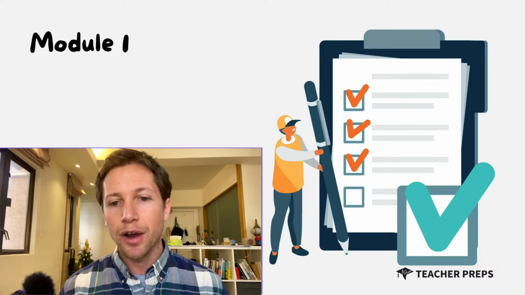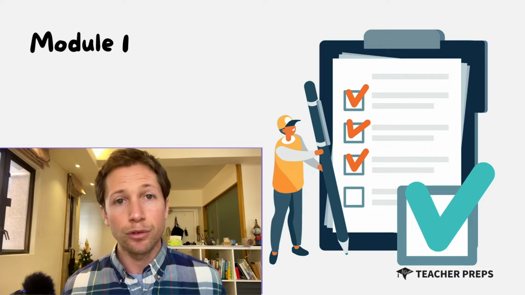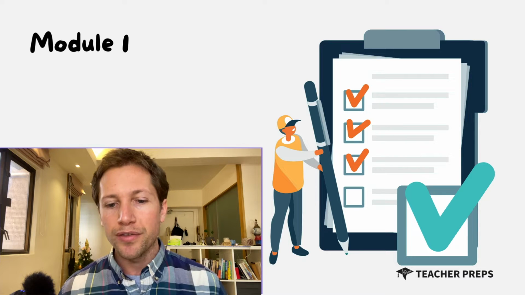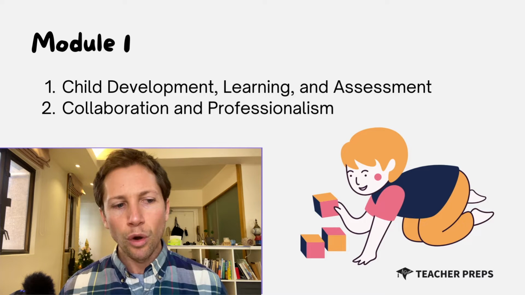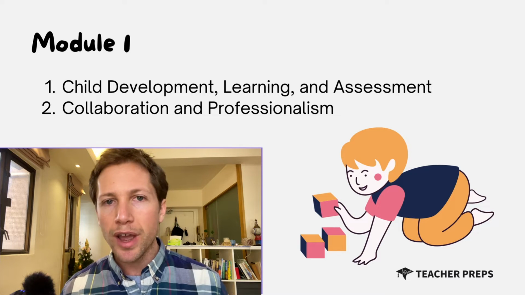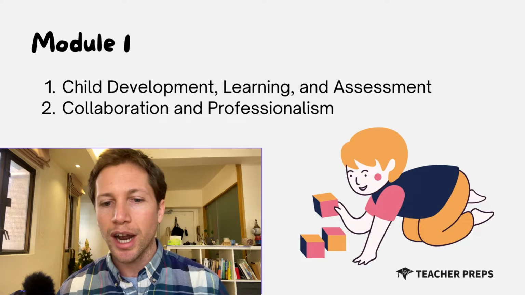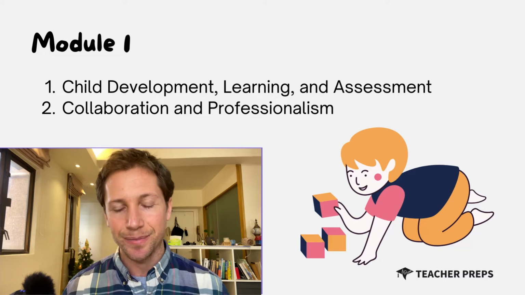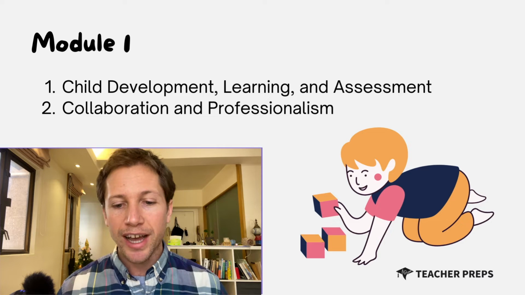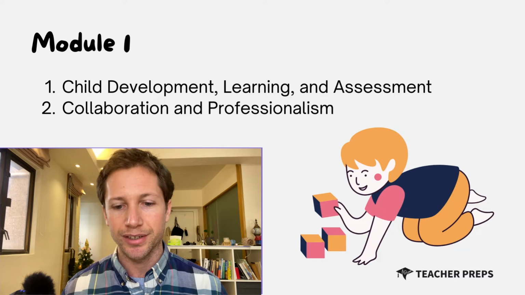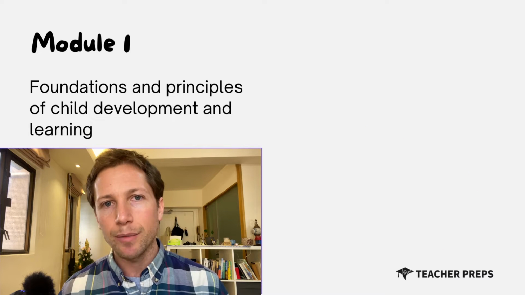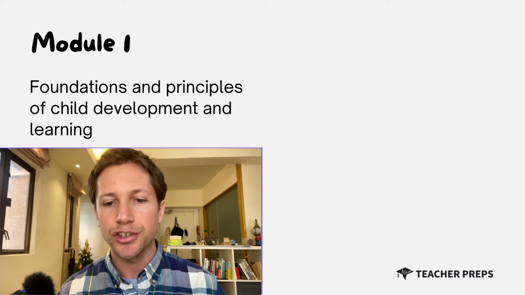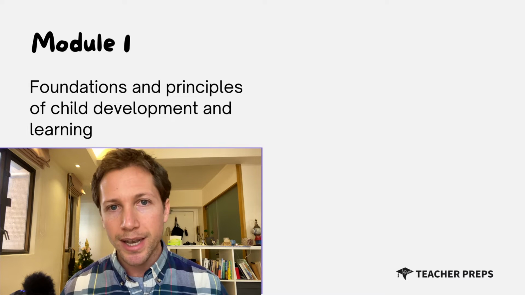Now, in order to pass Module 1, you'll want to know the kinds of questions that you'll receive on test day. This exam includes 2 different sub-areas. Sub-area number 1 is child development, learning, and assessment, whereas sub-area number 2 is all about collaboration and professionalism. Within sub-area number 1, your exam will ask you to demonstrate your understanding of the foundations and principles of child development and learning.